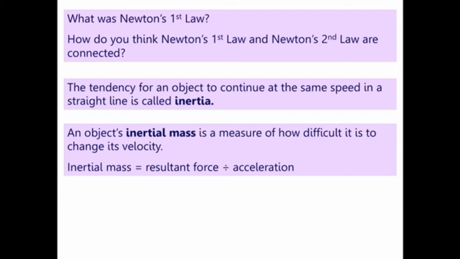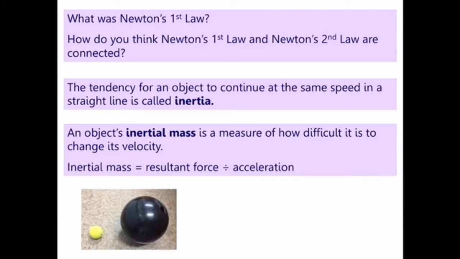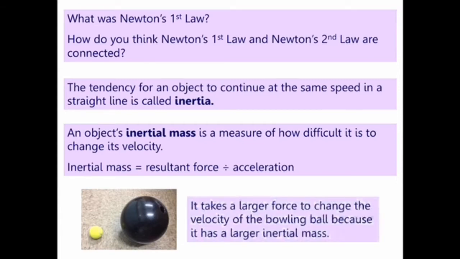To get an idea of what it is, have a look at the picture there. We've got a bowling ball and a tennis ball. Let's say those were both coming towards you at 5 meters per second. So they're both going at the same velocity towards you. Which one of them is going to need a greater force to stop it? So which one do you have to apply a greater force to when you catch it? It's going to be the bowling ball. It's got a much larger inertial mass, so you have to apply a much larger force to change its velocity.